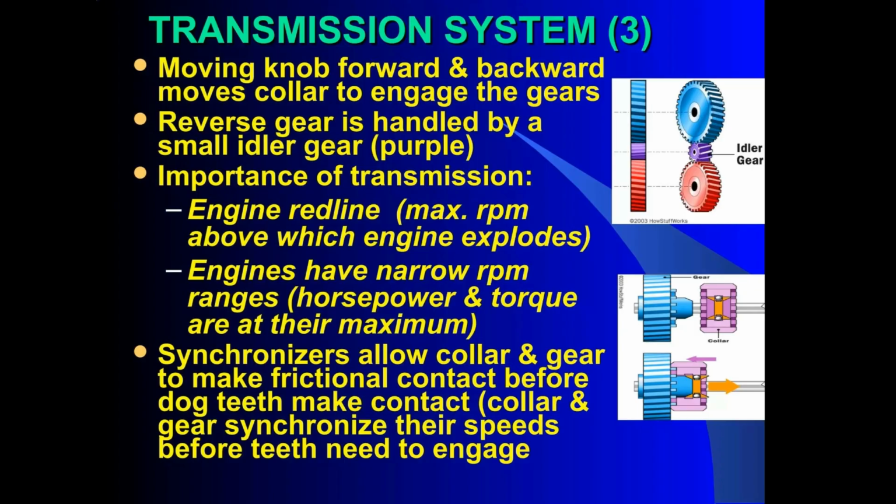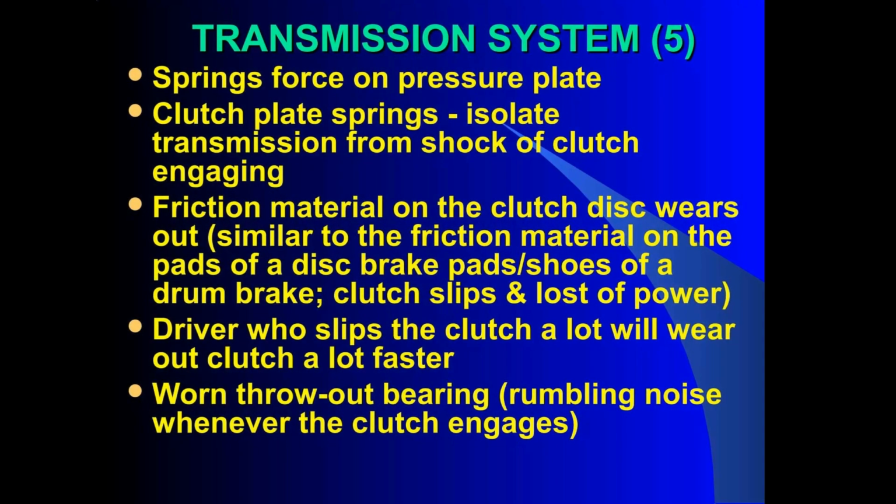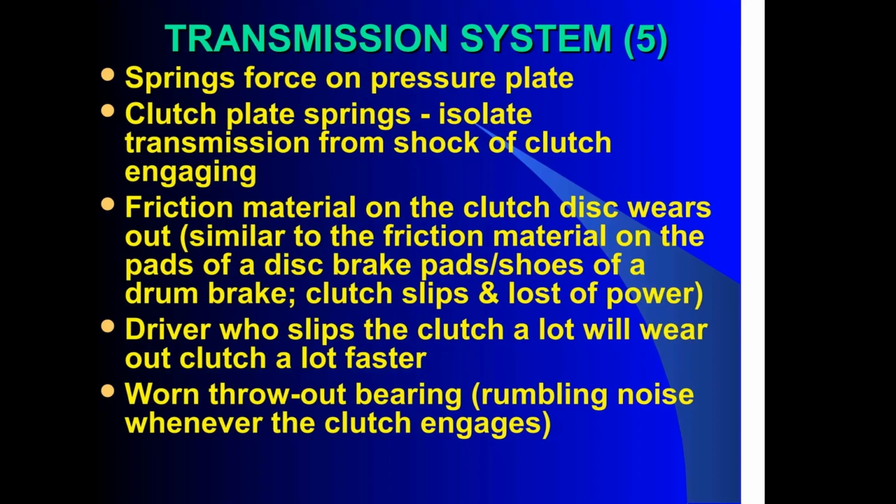The transmission is vital as engines have a narrow, efficient RPM range. To stop the car without stalling, the engine needs to be disconnected from the wheels. This is done using the clutch system, which includes the flywheel, pressure plate, and clutch plate. Springs apply force to the pressure plate. The clutch plate's springs absorb the shock when engaging. Friction material wears out, and excessive clutch slipping will speed up this wear.